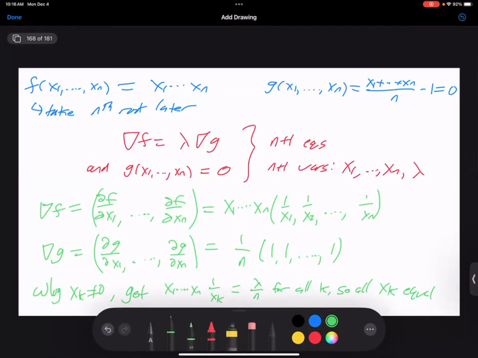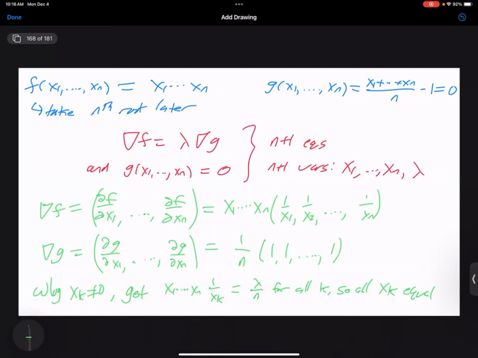If you look at it, we have incredible symmetry. This vector is all ones. Another way of looking at it, instead of saying it's all ones, is that all the components are equal. So all the components of the gradient of f have to be equal. So since we need g of x1 through xn to equal 0, that implies each xk equals 1.